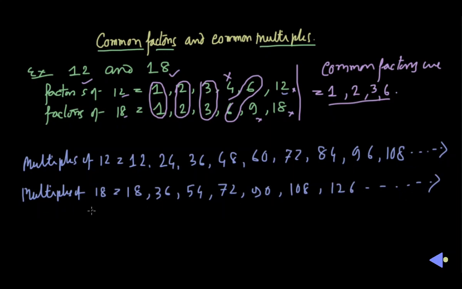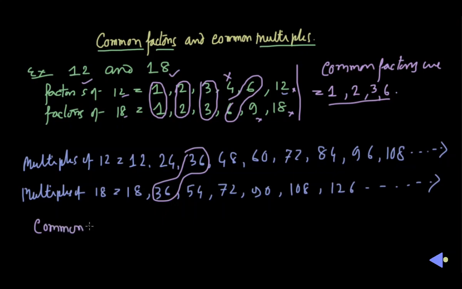So finally we have the multiples of 12 and 18. Now we have to find the common multiples of both 12 and 18. 12 is not common since it is not present in the multiples of 18, and 18 is also not common. Finally we see 36 is common because it is present in the multiples of both numbers.